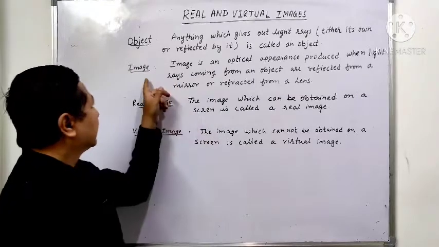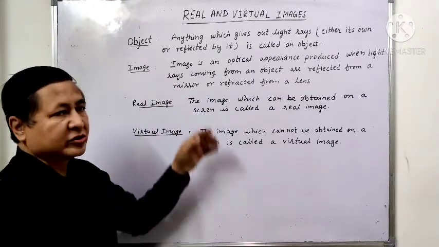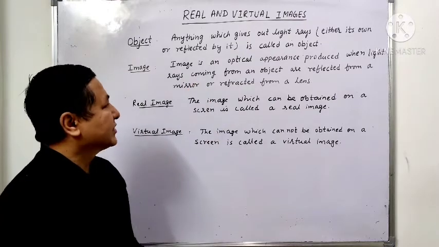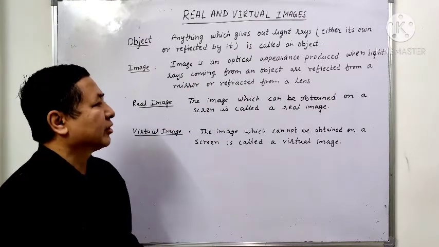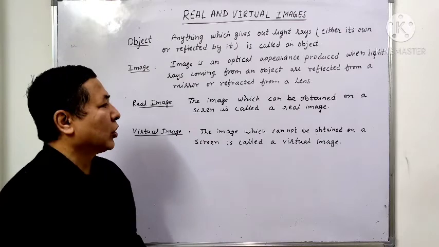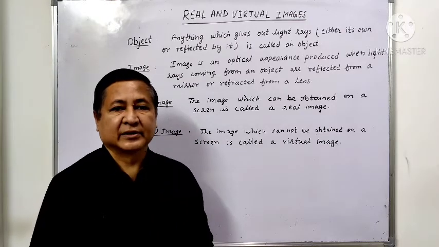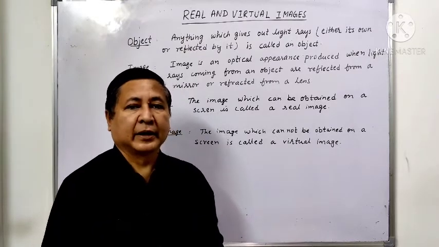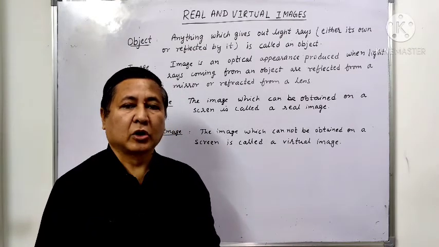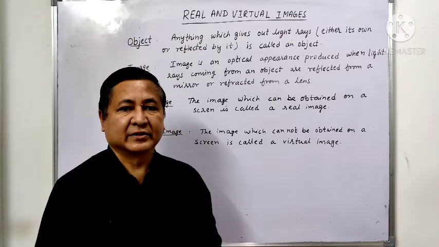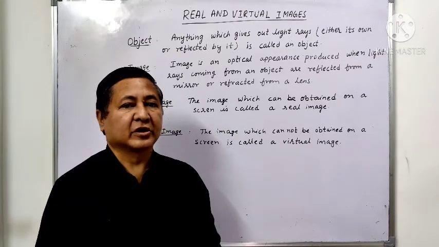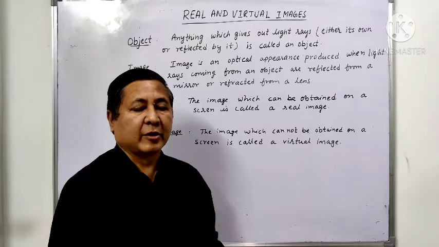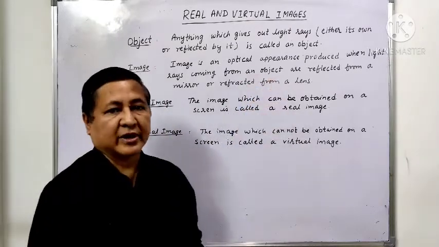Now second is the image. This word we will be using frequently in this chapter. So image is an optical appearance produced when light rays coming from an object are reflected from a mirror or reflected from a lens. Now when the light falls on an object and it is reflected and it falls on the mirror or a lens, it is reflected from the mirror or reflected from a lens, the appearance produced, which is the optical appearance produced, is known as image.